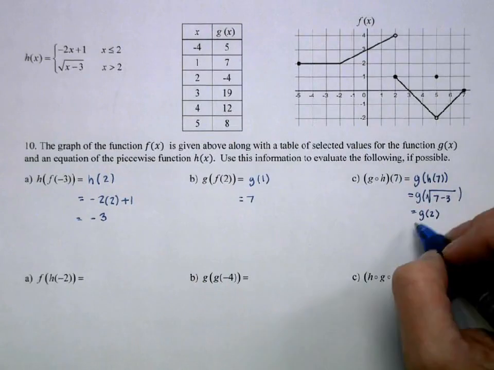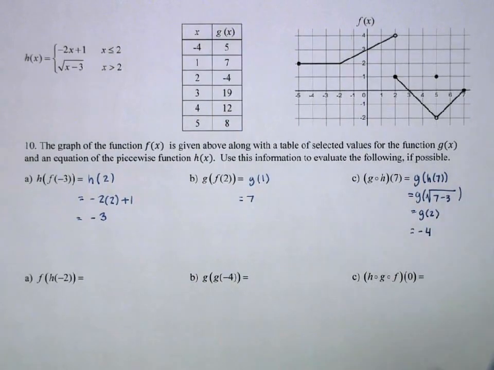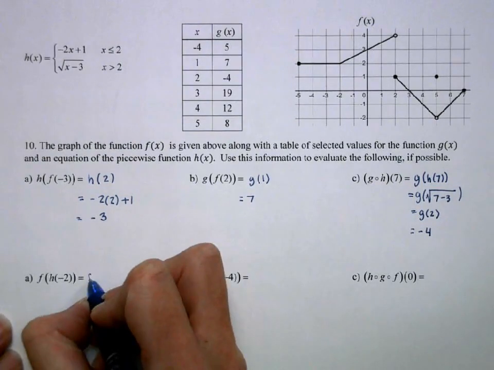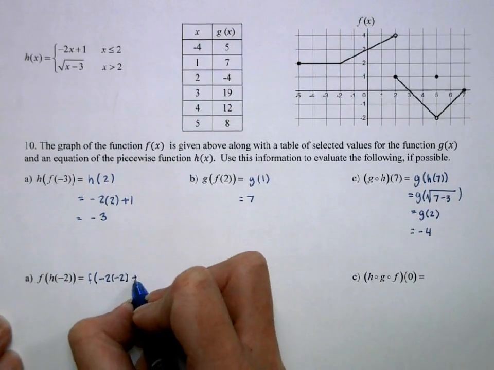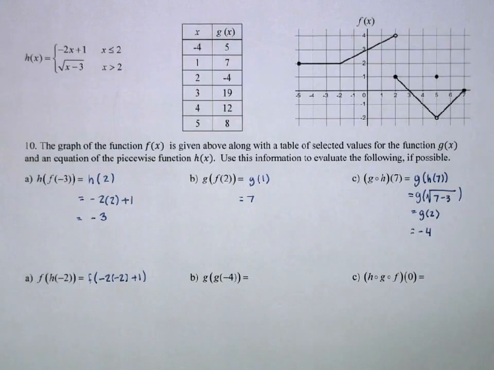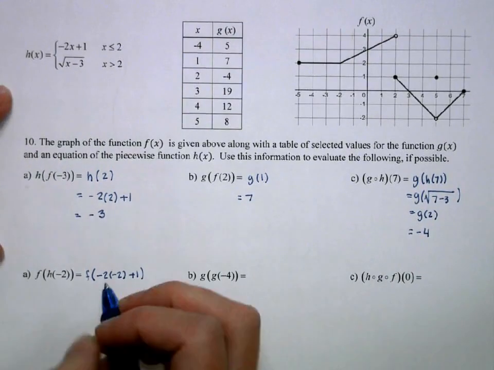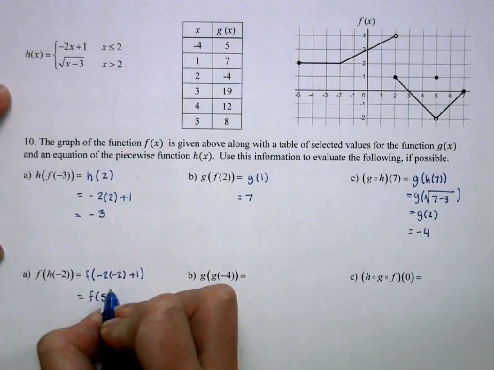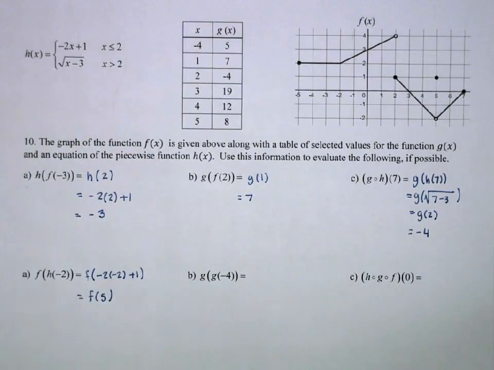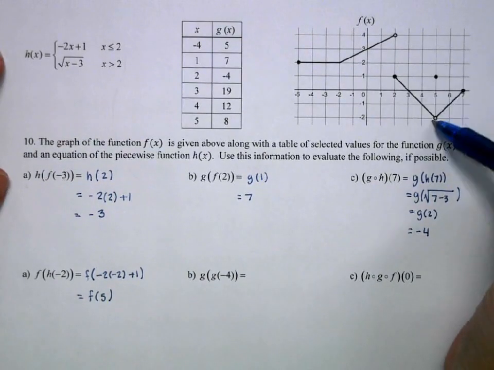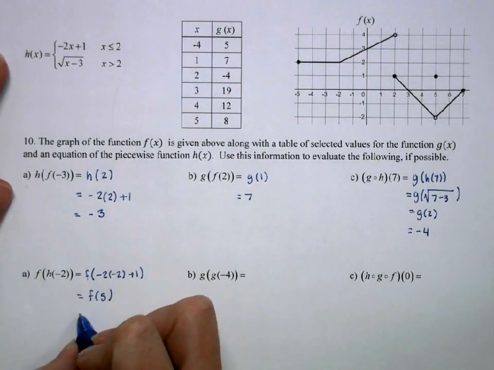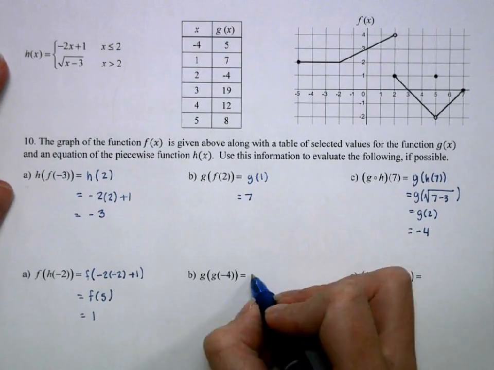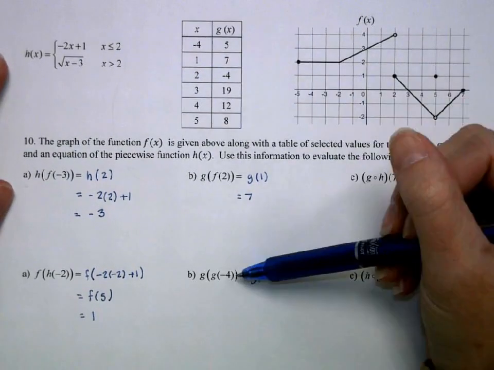Now f of h of negative 2. If I plug negative 2 into h, I get 4. Then we're going to go to the graph of f, and here we've got another interesting situation: an open dot here and a closed dot here, so my function value there is 1. To my table, g of negative 4 is 5, and then g of 5 is 8.